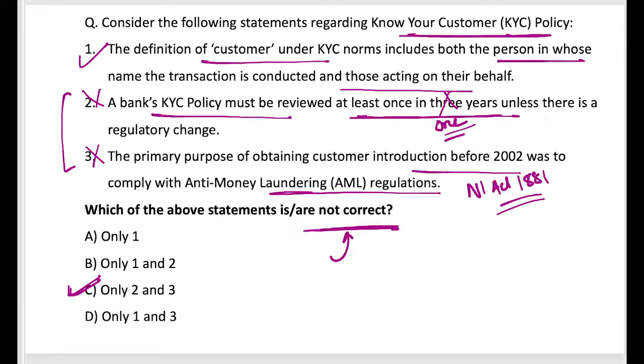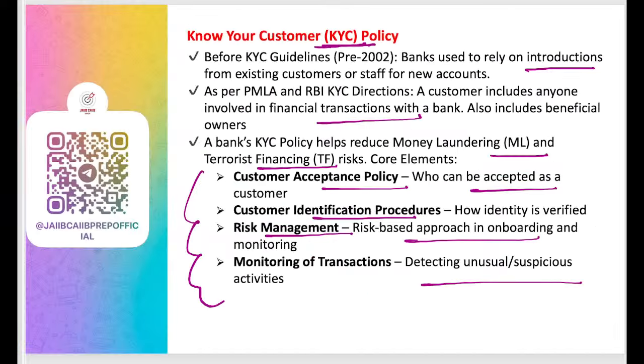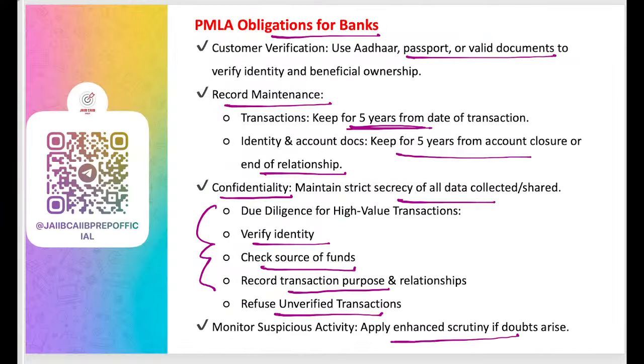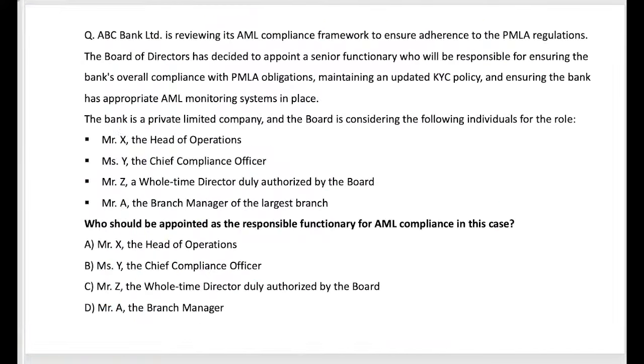So what was D? 1 and 3, no, 1 is true. Okay, so 1 is true. Okay, if you go for correct or incorrect, you have to be careful around this one. Chalo, next one guys, next one. I have kept the notes also, so you can quickly revise through these. Next question.